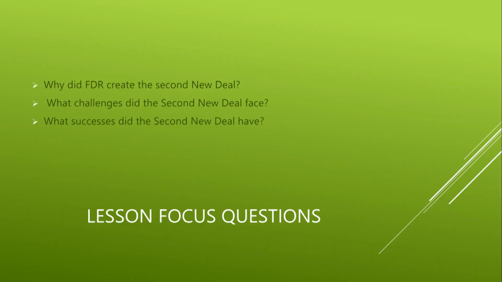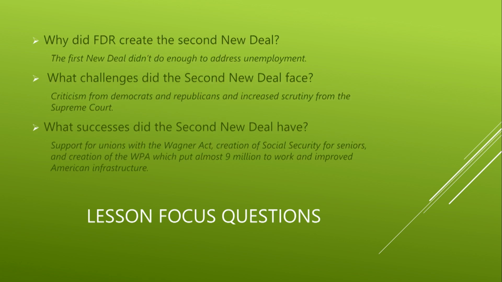Why did FDR create the Second New Deal? What challenges did the Second New Deal face? And what successes did the Second New Deal have? Well, number one, why did FDR create the Second New Deal? The first New Deal didn't do enough to address unemployment. That's what a lot of people thought, mostly Democrats, and then of course the American public were the ones that didn't think it did enough.